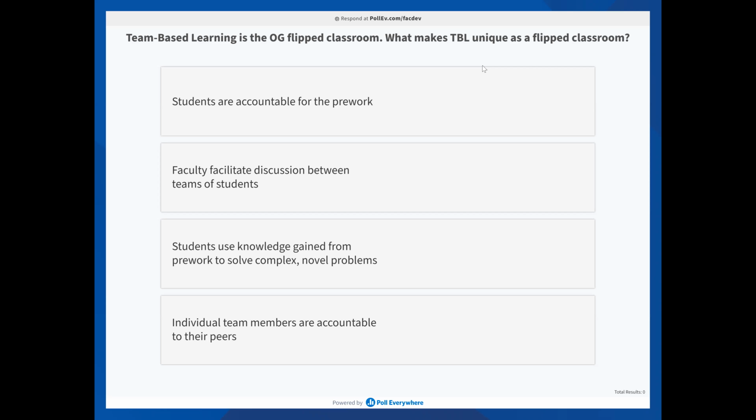And I'm going to do a really bad thing and just explain these, because each of them is important and makes team-based learning unique. All of these are important, but which one would you think is the most important in terms of student learning? I think the last one. Right. Individual team members accountable to their peers.